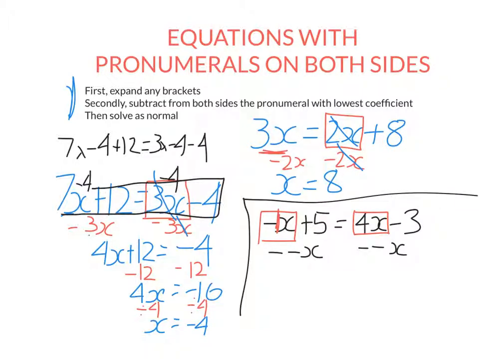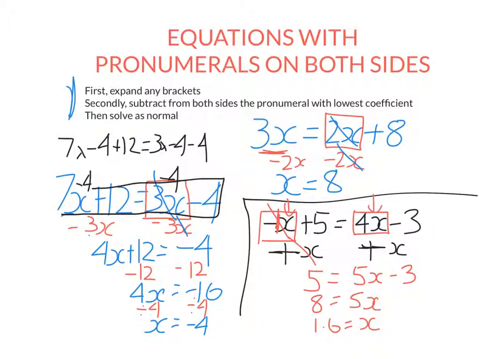But you remember, subtracting a minus x means adding x. 2 negatives make a positive. So I'm actually adding x to both sides of this equation. Minus x plus x cancels out. I'm left with 5 equals 4x plus x minus 3. Then I add 3 to both sides and I divide by 5. So this time the answer is x equals 1.6. Your answer does not have to be a whole number. Again, this is the solution because if I substitute x is 1.6 here and here, I get a true statement.